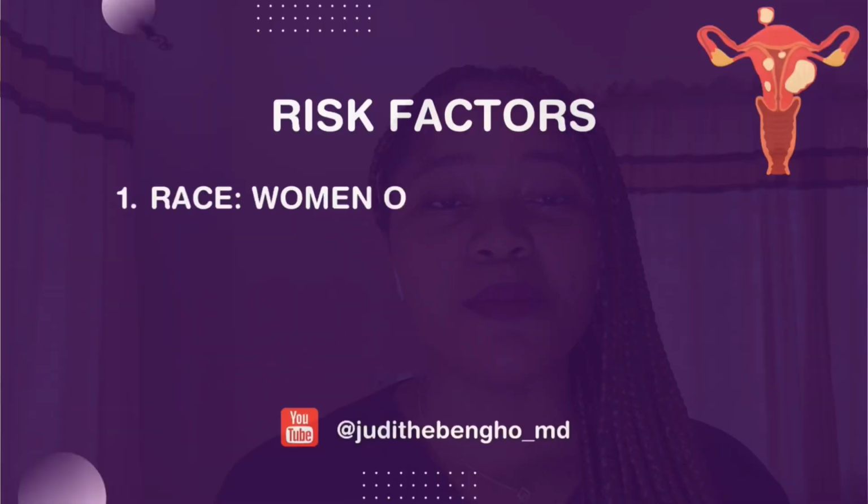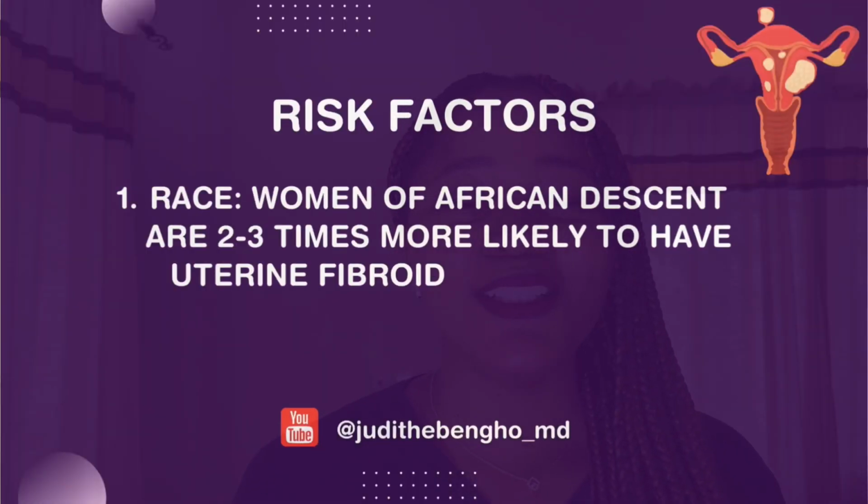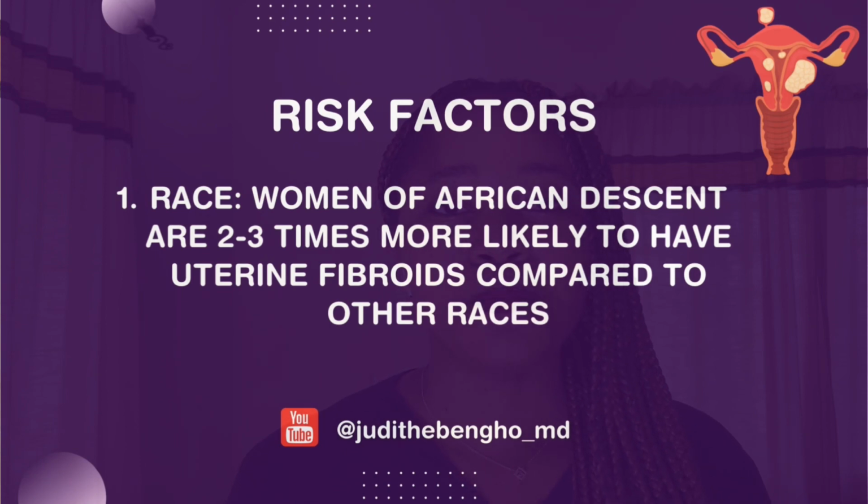The cause of uterine fibroids is largely unknown, but there are certain risk factors that have been identified. For example, race is one of them. The black race, that's African women, women of African descent, we are more at risk of uterine fibroids, and we are 2 to 3 times more likely to have uterine fibroids compared to the Caucasian race. And also, we are more likely to be symptomatic from uterine fibroids compared to other races. Another risk factor for uterine fibroid is nulliparity. It means a woman who has never been pregnant before.